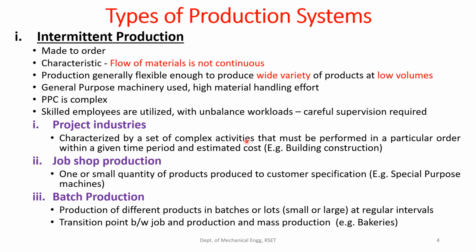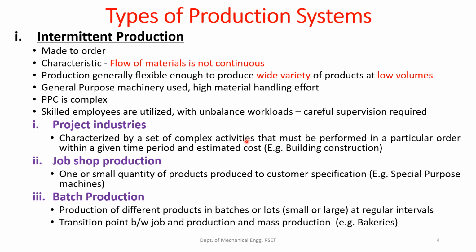Careful supervision of all the activities is required because the processes performed by the employees are generally one-time activities which are specific to a particular product. So they are not experts at doing the particular job, and thus close and careful supervision might be required. These are the general characteristics of intermittent production systems.